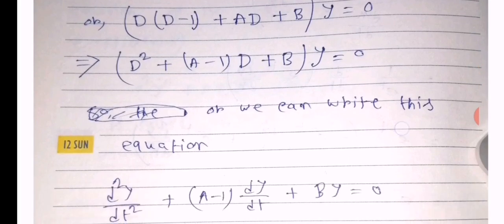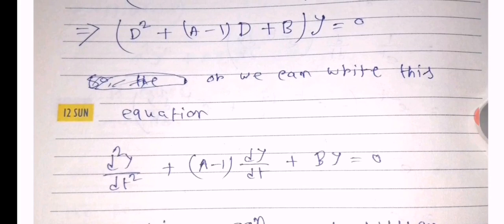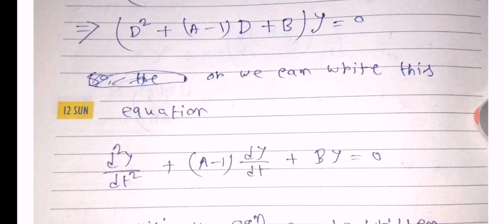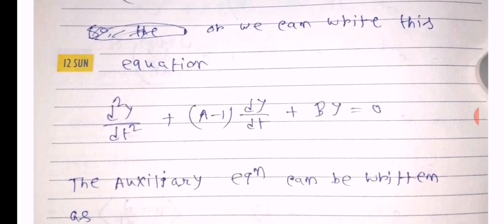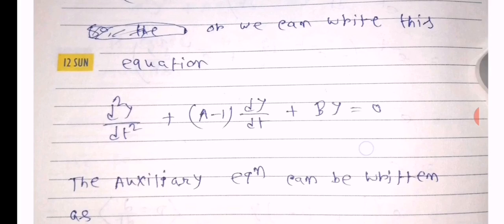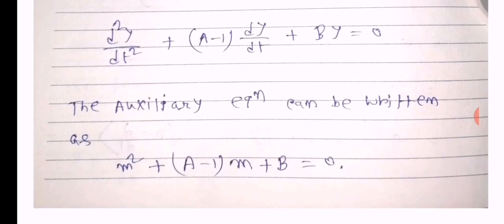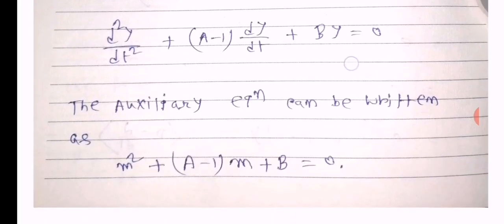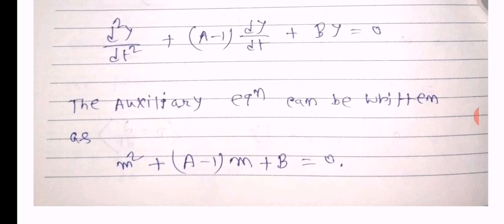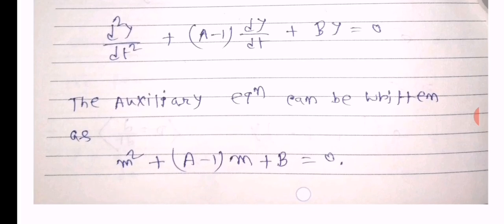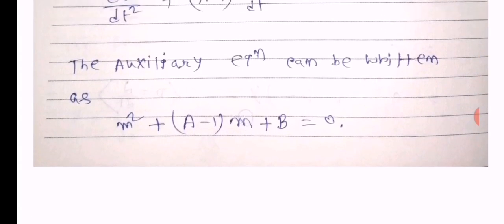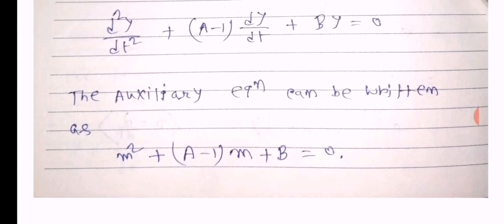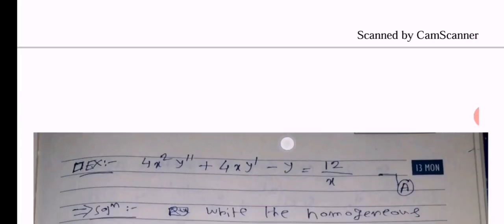So we can write this equation also as, if we put capital D equal to d by dt, you can write it as d2y by dt2 plus a minus 1 dy by dt plus by equal to 0. So finally the auxiliary equation you can write from this equation is m square plus a minus 1 into m plus b equal to 0. Okay, and once you get the auxiliary equation, you know the solving procedure as usual.